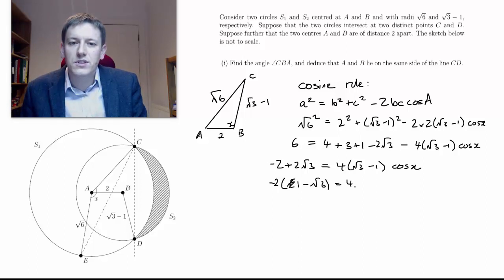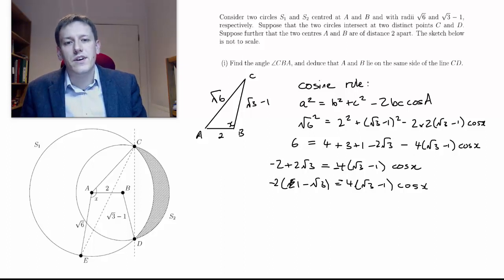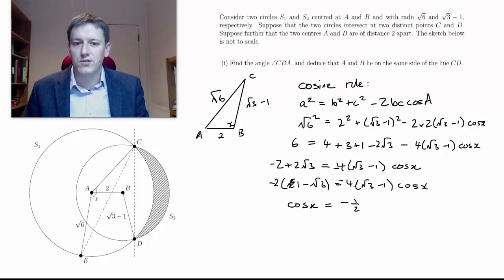is equal to 4 times root 3 minus 1 times cos x. Oh, and I've lost the minus here. There was a minus in front of the 4, so I should have to keep that in here. So if I divide by root 3 minus 1, 1 minus root 3 is just minus that. So we just get that cos x here is equal to minus 1/2, also dividing by the 4.